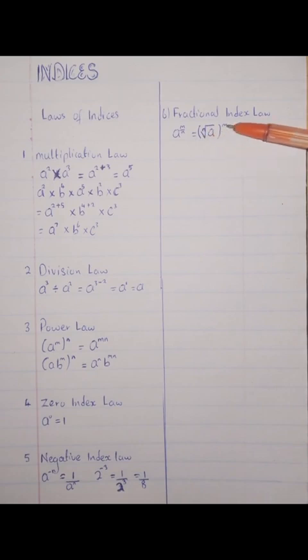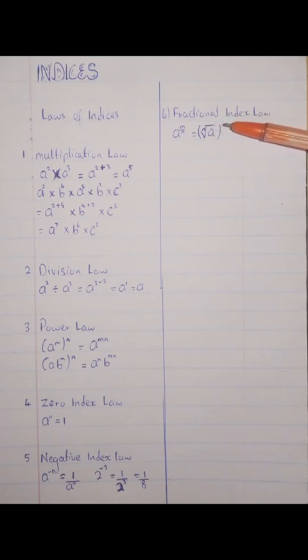Whenever we have a number raised to a fraction, we take the denominator as the root. If this denominator is 3, we take it as cube root. If it's 4, we take it as fourth root. So the denominator is the root of that number raised to the power of the numerator. Let's look at an example.